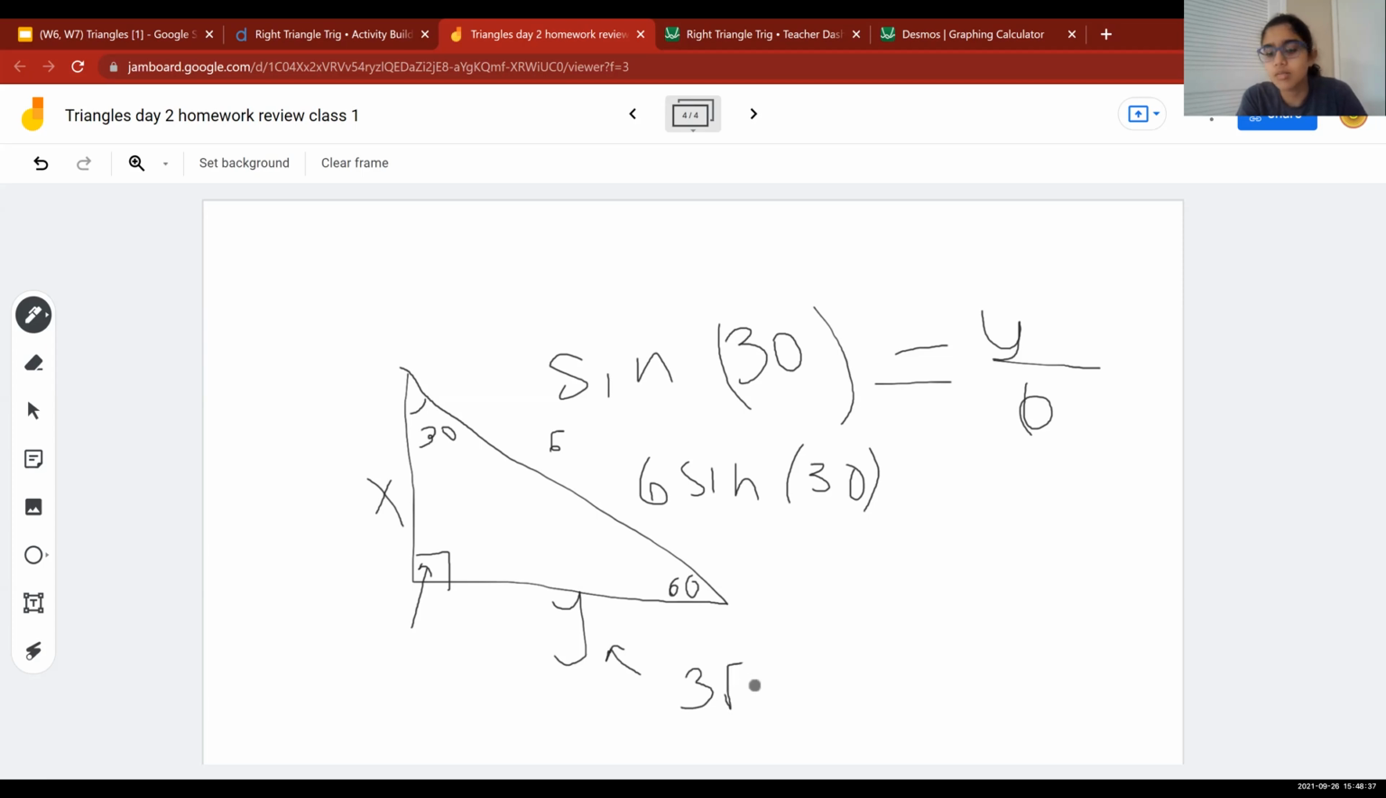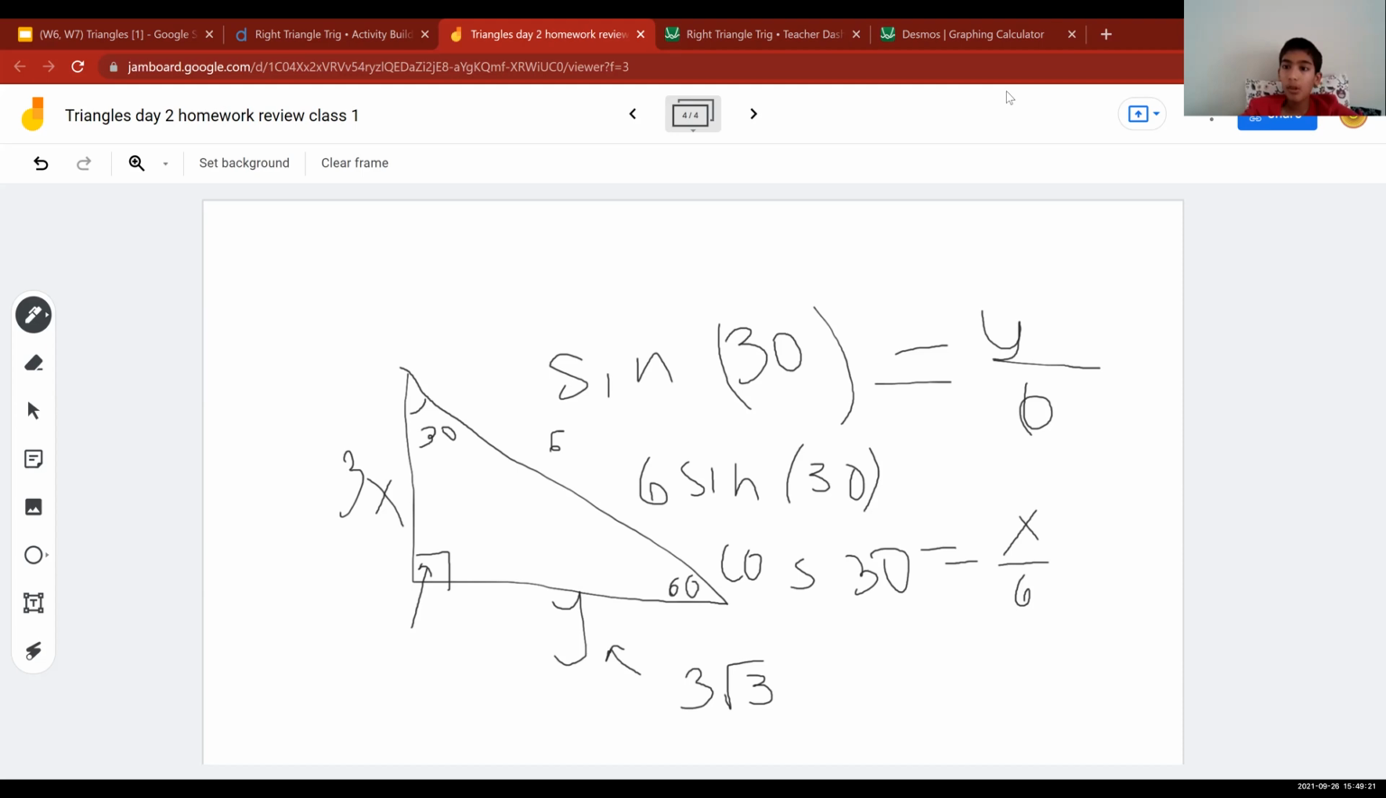So 6 times sine of 30 gives you your answer for this side. And then we aren't given this side x, but we're trying to find it. So cosine of 30 is equal to x over 6, because it's adjacent over hypotenuse. We do the same thing: multiply cosine of 30 times 6. So we get 3 for this side, 6 is this side, and 3 radical 3 is this side. Hopefully that answers your question.